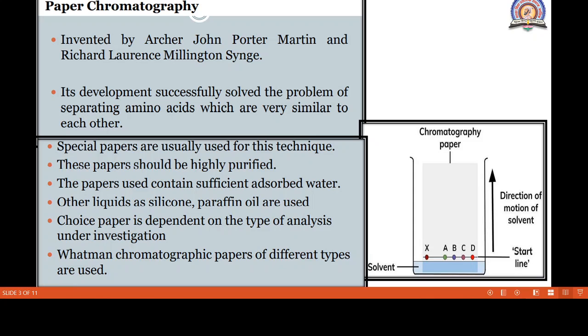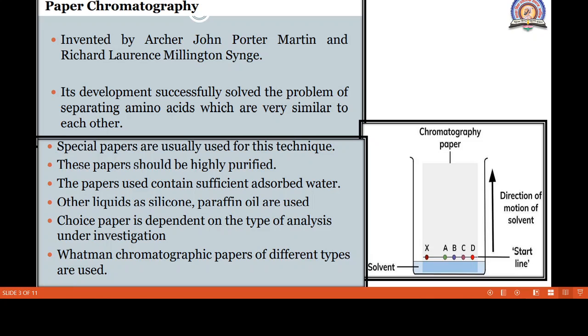So the name itself indicates paper chromatography. So here we use a paper as a chromatogram. Okay. So this technique was invented by Archer John Porter Martin and Richard Laurence Millington Synge. These two scientists developed this paper chromatographic technique. Its development successfully solved the problem of separating the amino acids which are very similar to each other. Means this paper chromatographic technique is most commonly used to separate the amino acids which are very similar to each other. So they are separated by using this paper chromatography.